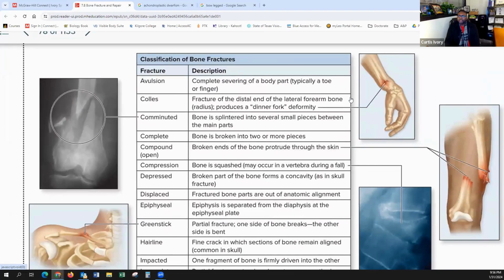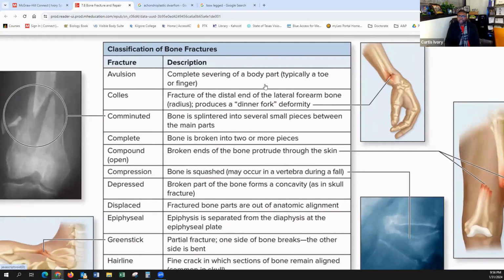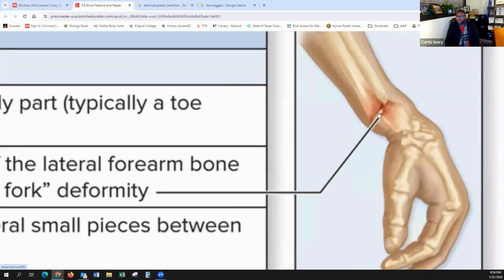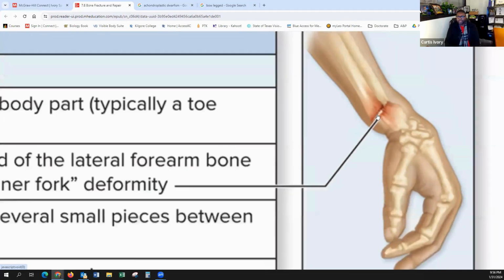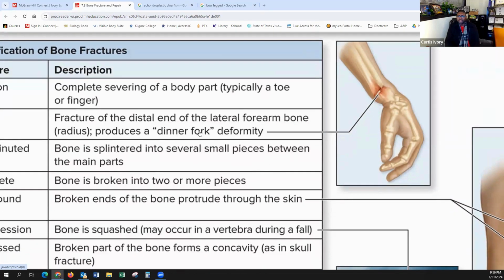Here you have a Colles fracture of the distal end of the lateral forearm. So you see here that it's fractured, which fracture just means that there's a break. You can see that there's a small break here, but it's a nice even break. It produces a dinner fork deformity, so it looks like little tines of the fork.